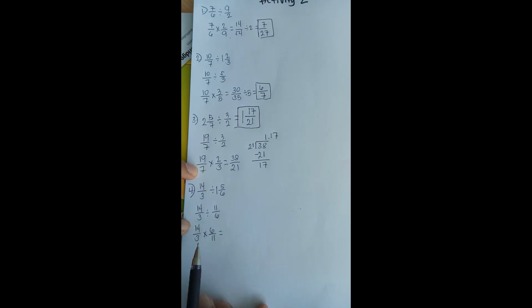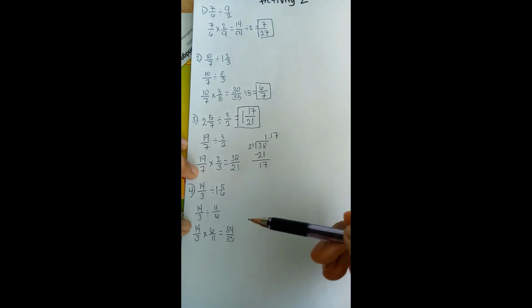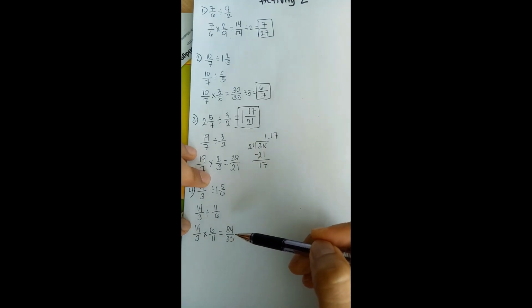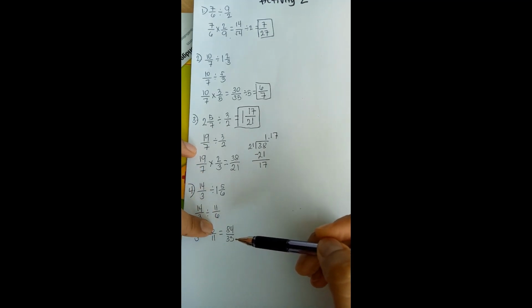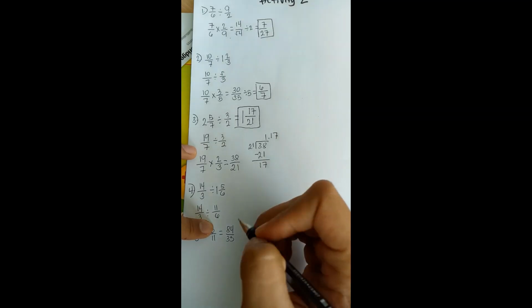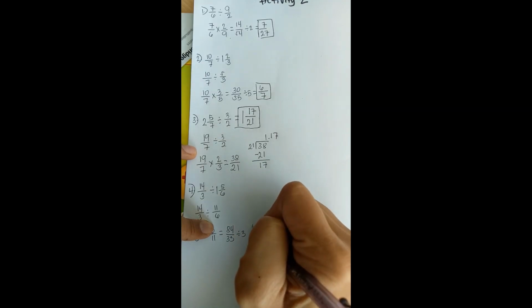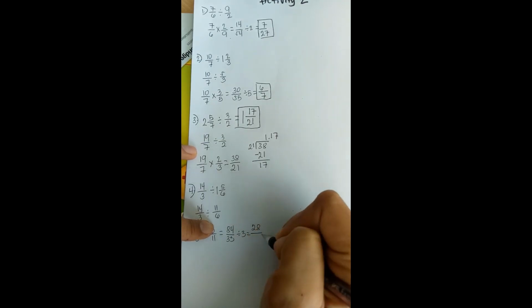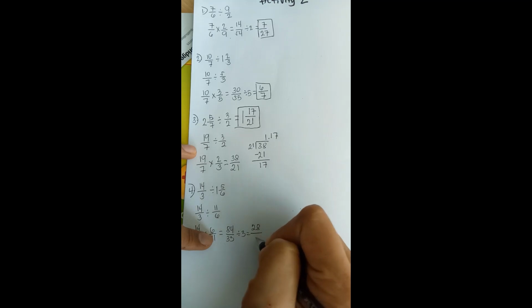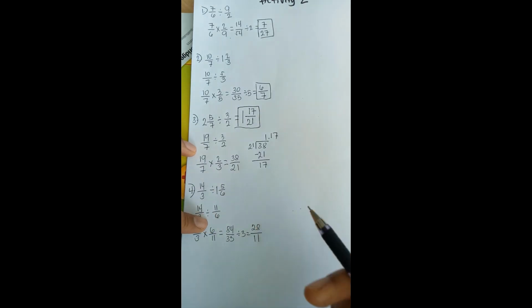14 times 6, 3 times 11. We got the answer 84 over 33. It can still be simplified by dividing it by 3. 84 divided by 3 equals 28. 33 divided by 3 equals 11. So we have the simplified answer 28 over 11.